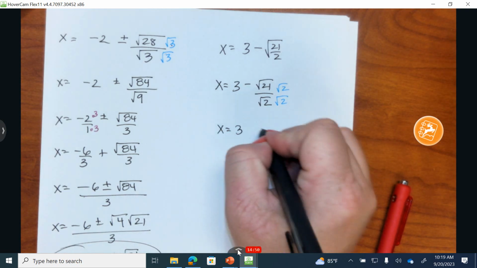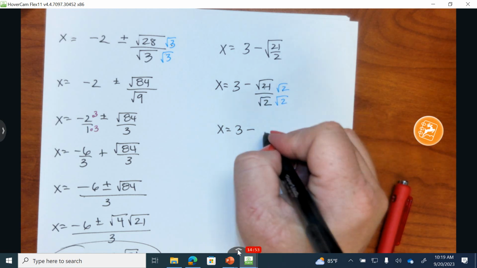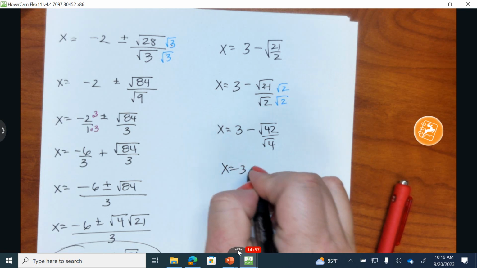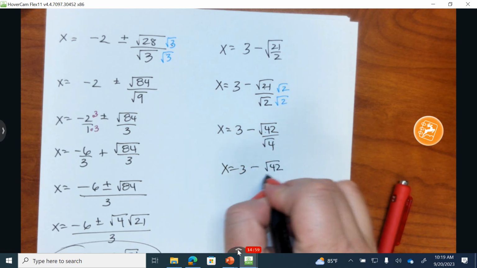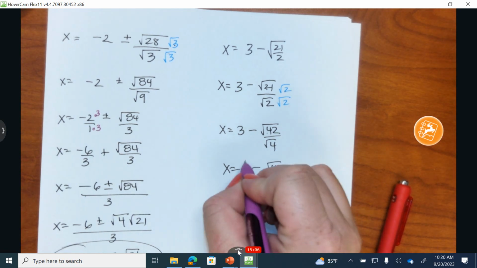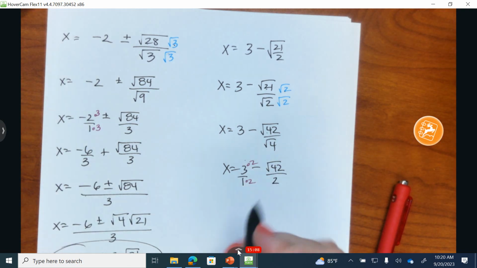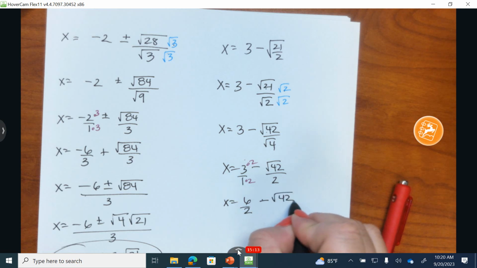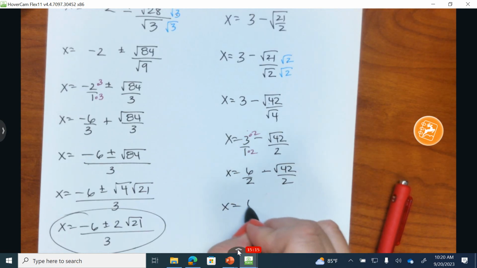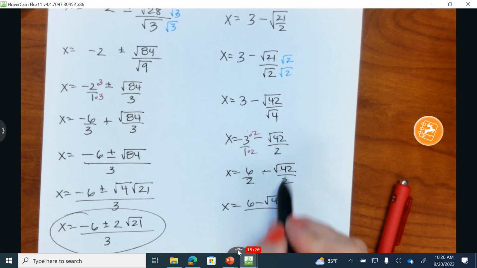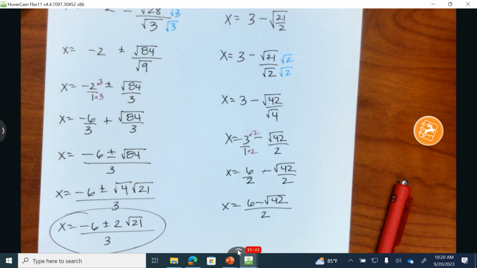X equals 3 minus, 21 times 2 is 42, 2 times 2 is 4. So I have the square root of 42 over, well, the square root of 4 is 2. Okay, let's find a good common denominator, which is 2. Now I have 6 over 2 minus square root of 42 over 2. Since I have a common denominator, now we'll push 6 subtract the square root of 42 in the numerator position, and 2 is in the denominator.